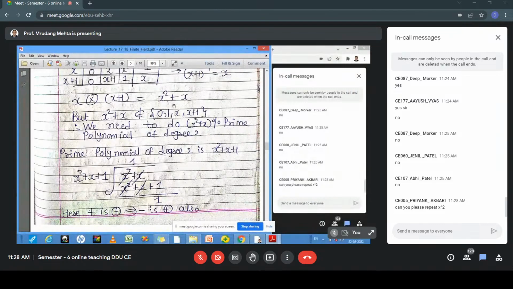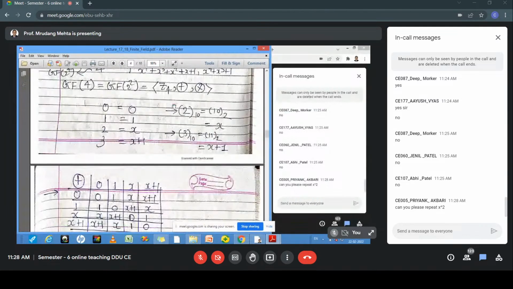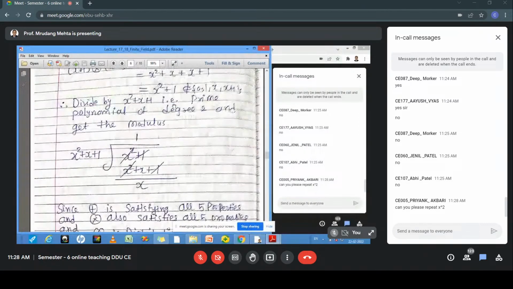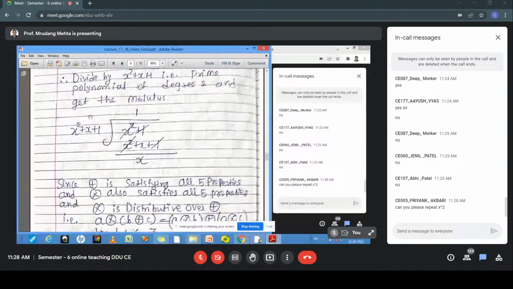So we have to take modulus with respect to the irreducible polynomial. So x square plus 1 divided by x square plus x plus 1. If you multiply it by 1, what remains is x square plus x plus 1. So x square and 1 get cancelled out. What remains is x. So you have this x.